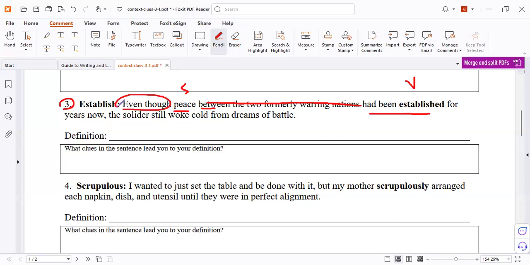Remember, even though the soldier is still cold from dreams of battle, that means he does not believe. So what is the opposite? So peace had been established.